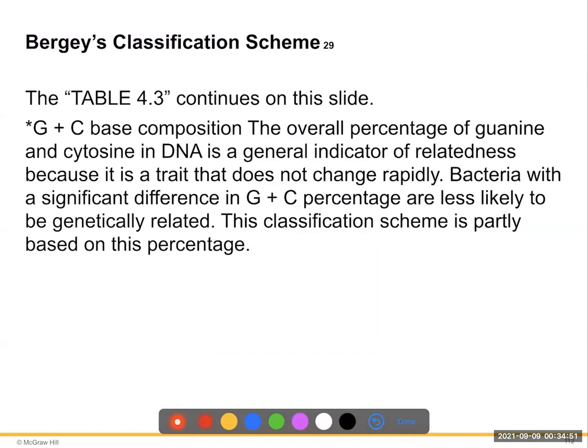The G plus C base composition, again guanine and cytosine composition, determines what's related with the DNA. The overall percentage is an indicator of relatedness, which bacteria are related by their DNA, by their GC ratio. Bacteria with a significant difference in GC ratio percentage are less likely to be genetically related. Ones that have a close GC ratio are more likely to be related. It's another way of classifying our bacteria.